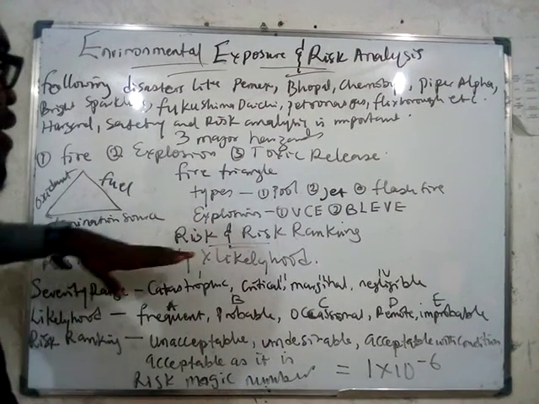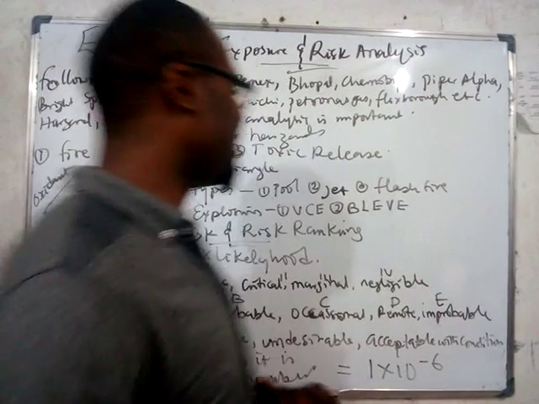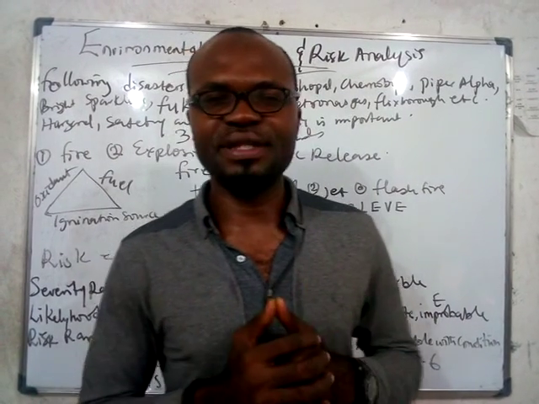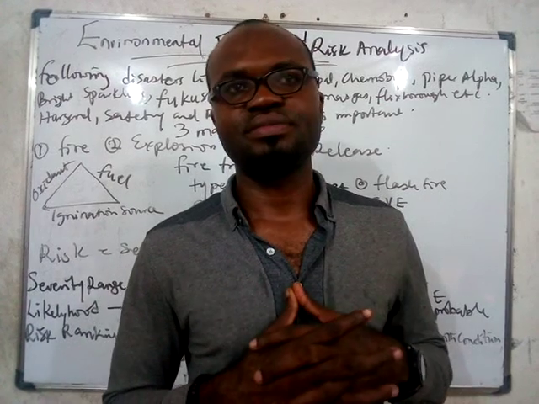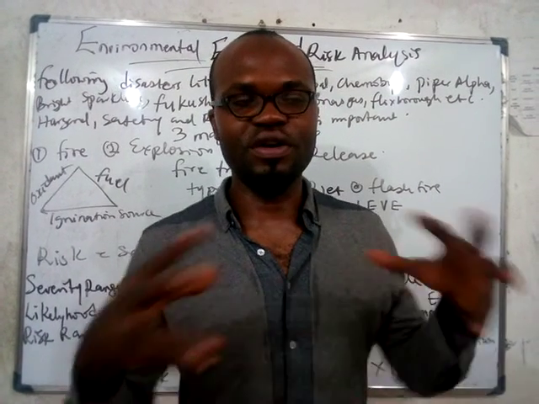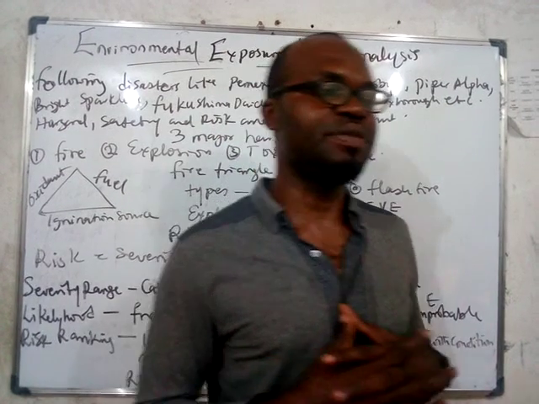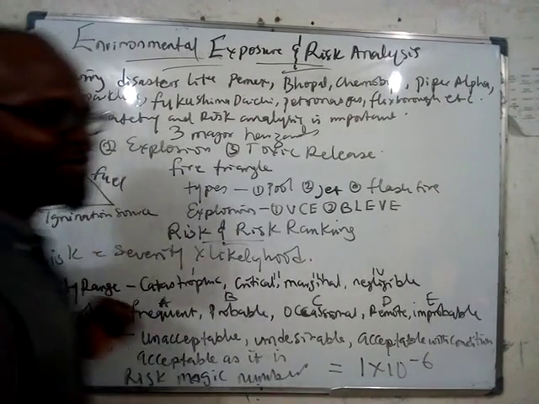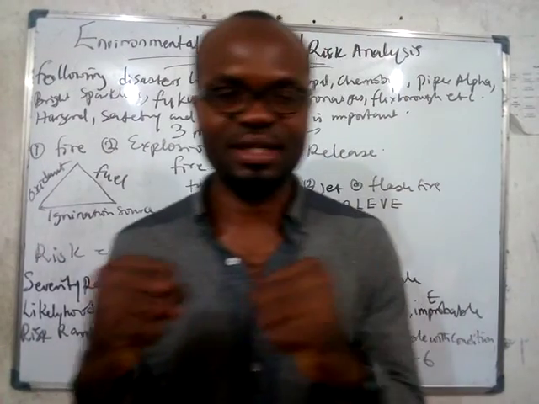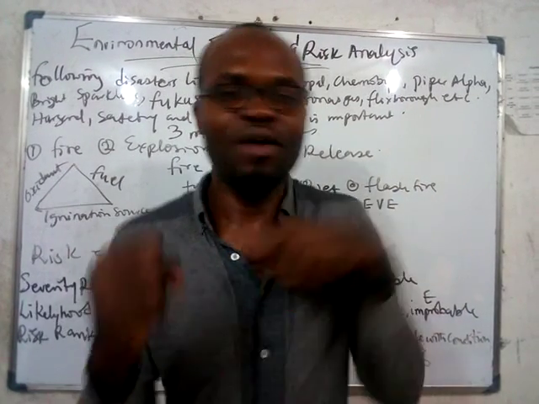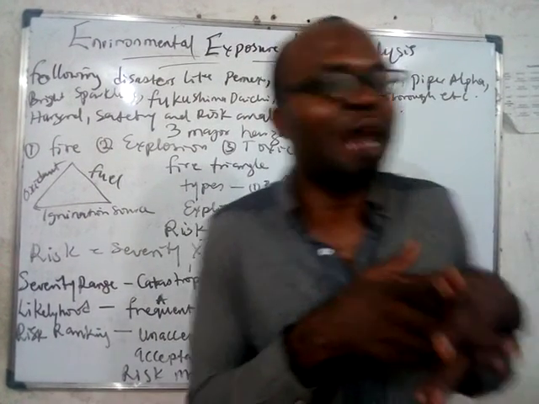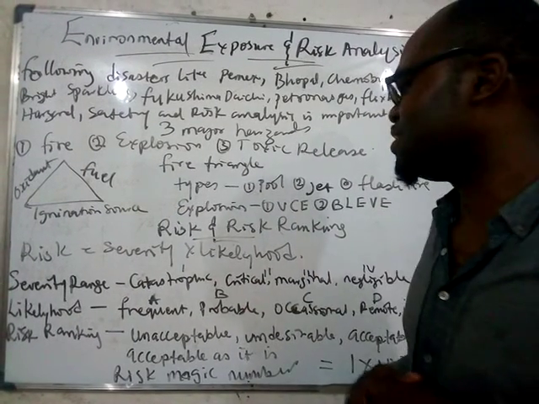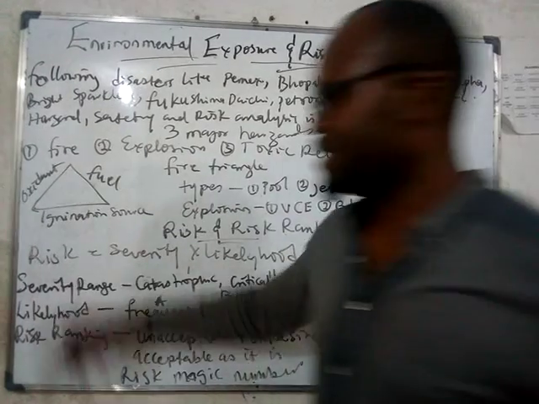Now we get to risk analysis and risk ranking. For you to measure the type of risk or the amount of risk that an individual or the environment is exposed to when you're setting up a factory, or when you're carrying out a project, risk is equal to severity times likelihood. What is the amount of impact that this risk is going to pose? And what is the frequency, the probability that it is going to happen? Severity, the amount of impact, times the frequency or the likelihood of it happening. When you have the product, you have what you call risk.